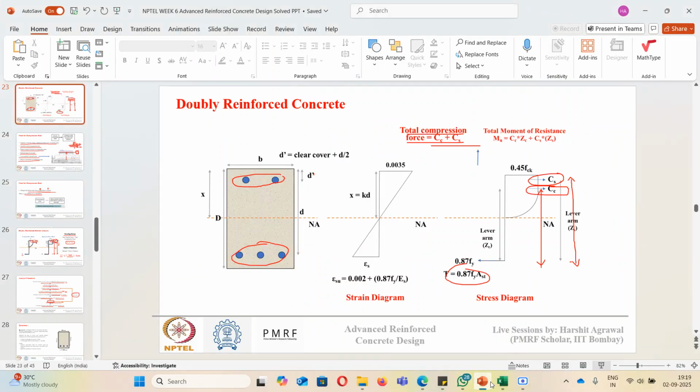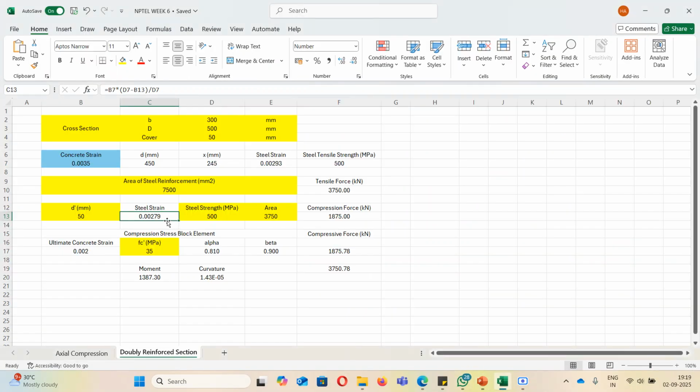Once we know the strain in compression steel, if the strain value is more than 0.0025, then the steel is yielding. If it is less than 0.0025, then again we'll calculate the strength of steel by multiplying the strain with the modulus of elasticity, which is 2 into 10 to the power 5. We know the area of compression steel, so we can get the total compression force offered by the compression steel.